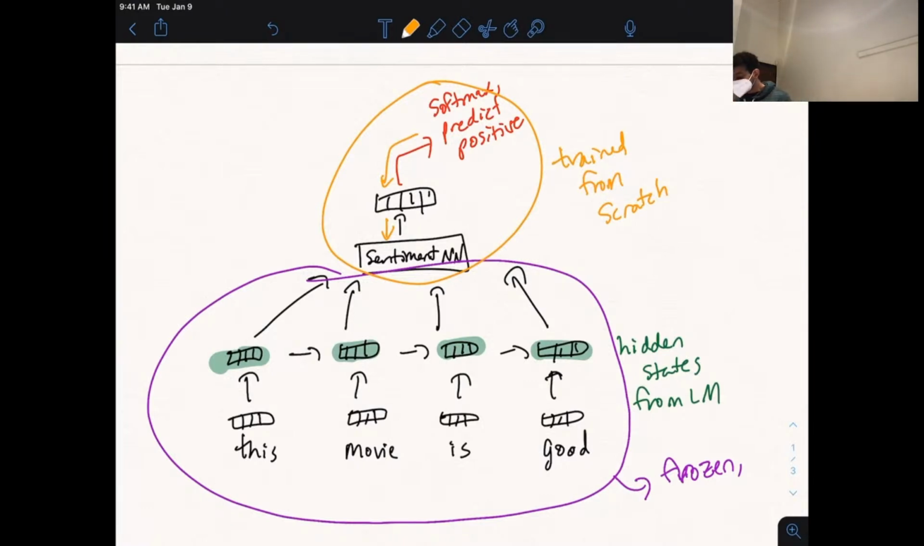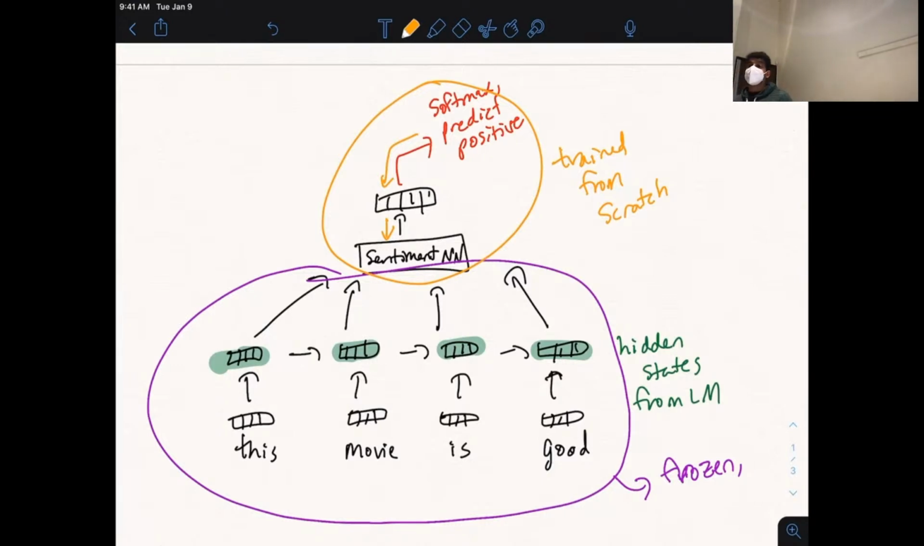The advantage is that this language model on the bottom can be very big and very deep, and it can also be very expensive to do backprop into all of the language model's parameters. So by keeping it frozen, I can actually cache the outputs of this language model and not even include it as part of my sentiment neural network computations. I can just run the forward pass once, get all of the hidden states I need, and then use those as inputs to my sentiment neural network.